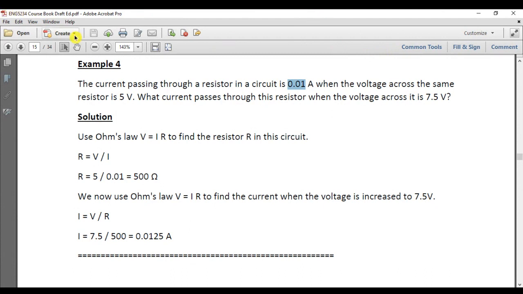Alright guys, so I will stop this recording here. We covered only Ohm's law and the use of Ohm's law in solving these simple DC circuit problems. If you have any questions, you can ask.